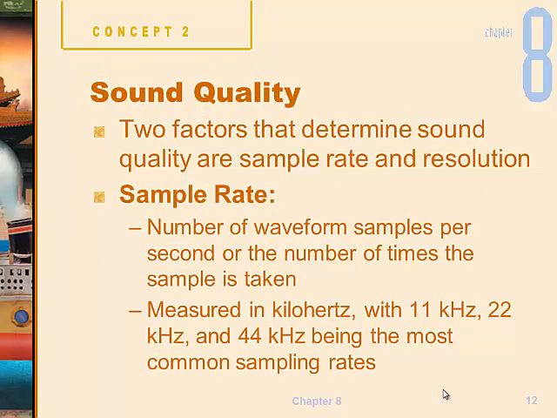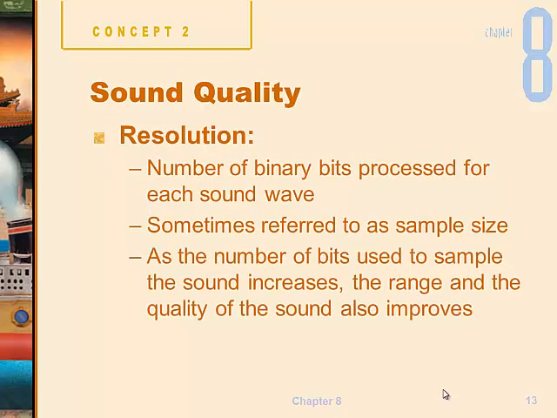Two factors that determine sound quality are sample rate and resolution. Sample rate is the number of waveform samples per second, or the number of times the sample is taken, measured in kilohertz, with 11 kilohertz, 22 kilohertz, and 44 kilohertz being the most common sampling rates. Resolution is the number of binary bits processed for each sound wave, sometimes referred to as sample size. As the number of bits used to sample the sound increases, the range and the quality of the sound improves.